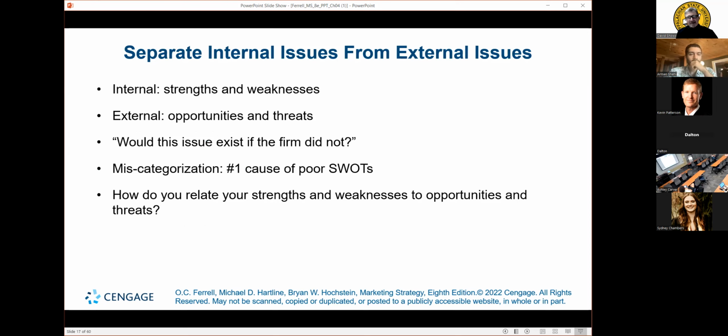We must separate internal issues from external ones. The way that we do this is we ask the question of everything: Would this issue exist if the firm didn't? In other words, is this an outside issue that is independent of my organization, or is it something related inside the organization itself? And that is a very key thing that you have to understand.